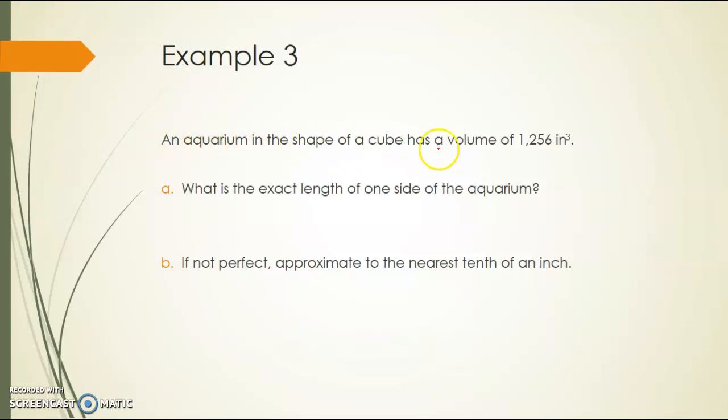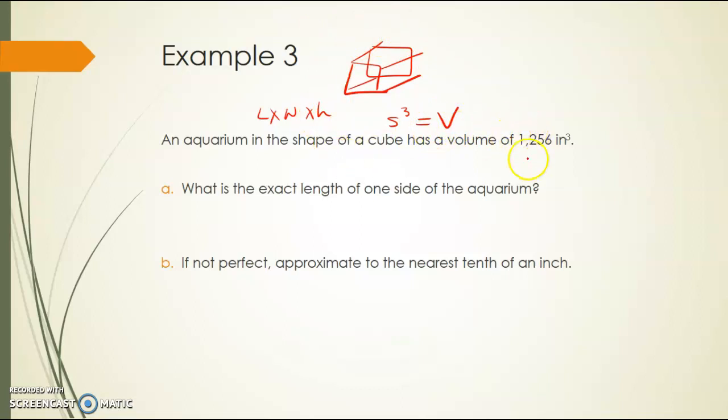In an aquarium in the shape of a cube, an aquarium in the shape of a cube has a volume of 1,256. So if you remember volume, I'm going to draw a quick cube here. So when we find volume, we take the length times the width times the height. And so with a cube, length, width, and height are technically, not that my picture shows it, all the same. So for a cube, that would be side cubed equals our volume. So that's just refreshing you on how we found volume.